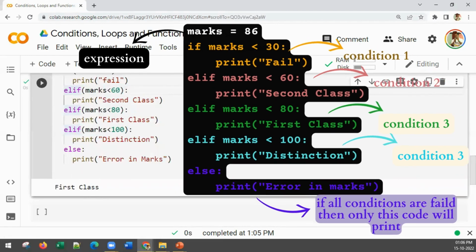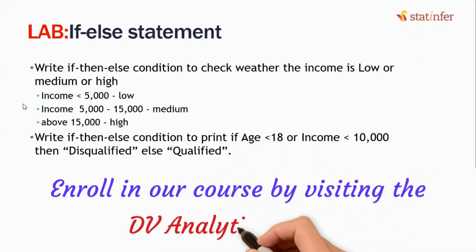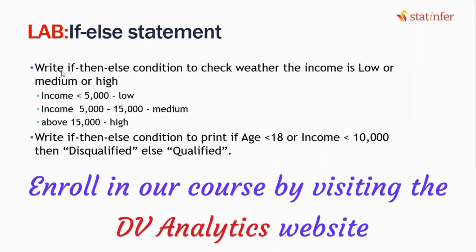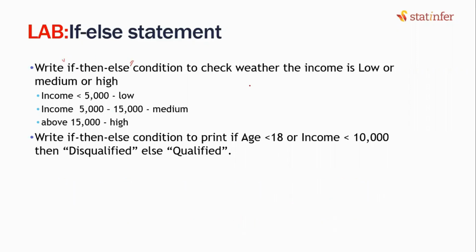We just need to practice it multiple times. So for you to practice it, I'm giving you a lab exercise. Go to our first lab exercise, where you have to understand this particular requirement. Use an if then else condition to check whether the income is low, medium, or high.